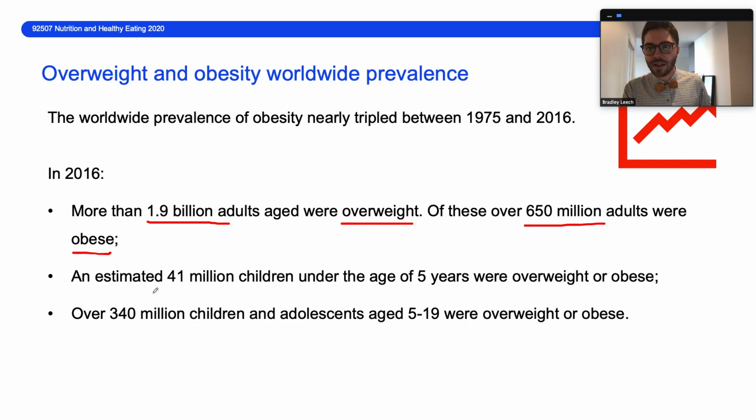Now, it is estimated that 41 million children under the age of 5 are overweight or obese. Over 340 million children and adolescents between the ages of 5 and 19 were overweight or obese. And this number isn't reducing, this number is increasing.